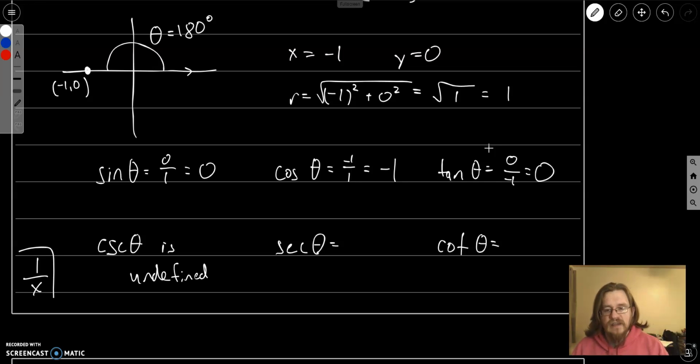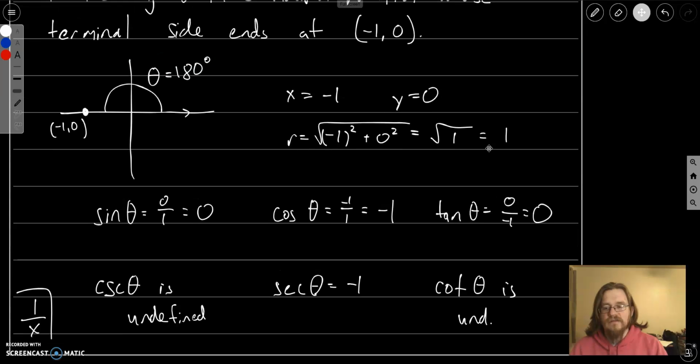The secant, again, if we flip this over and we take 1 divided by -1, we still get -1. The cotangent, again, this is going to be -1 divided by 0, and we can't divide by 0. So in this case, this is undefined. And the abbreviation I'll use is UND, so undefined. So there are some angles that we can't plug into these values.